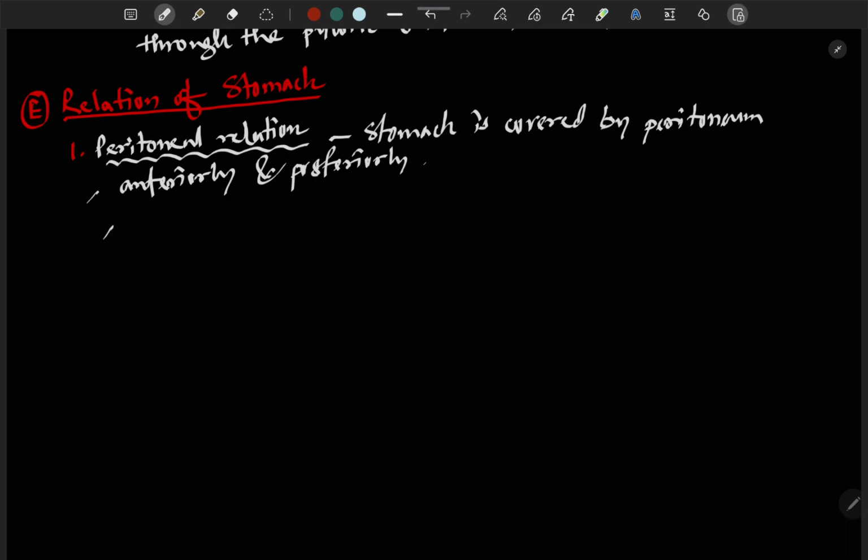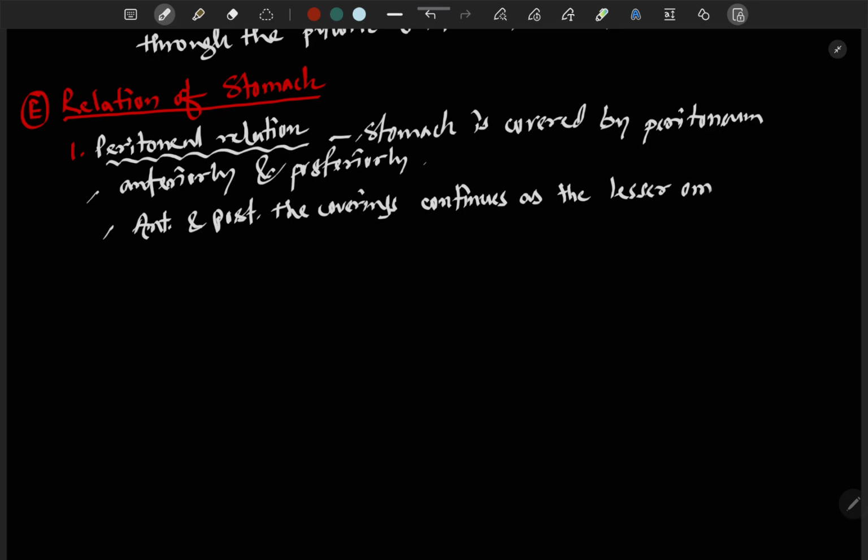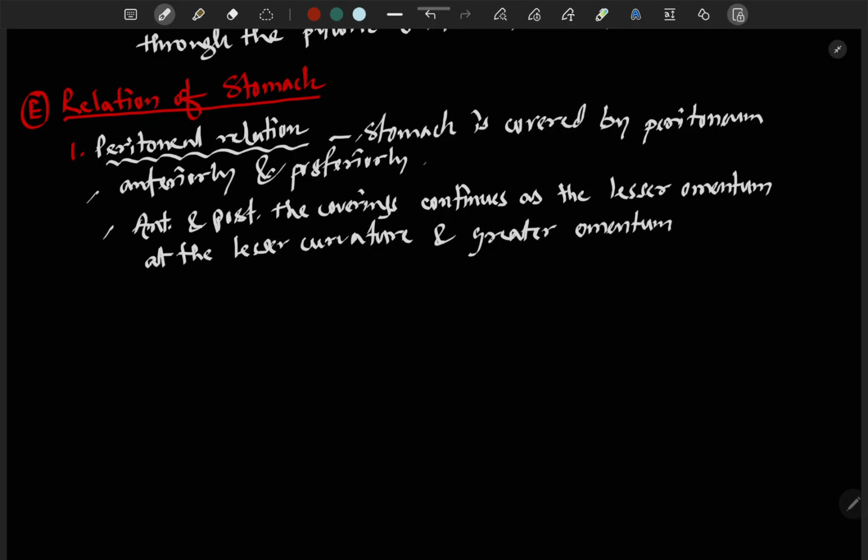Okay. Anteriorly and posteriorly, the coverings continue, the peritoneum continues as the lesser omentum at the lesser curvature and greater omentum at the greater curvature.